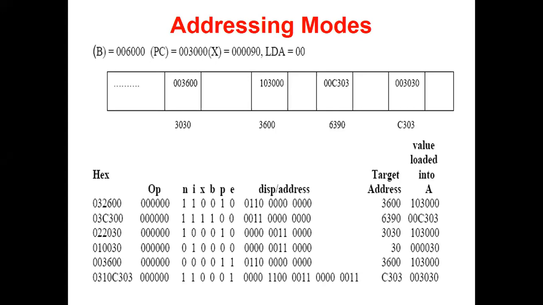Okay. Someone is saying, why don't we add the X? We said we add the X only when bit X is a 1. But here in this example you see bit X is a 0. So it means you don't add the X. Is that okay? Can we go to the other one? 010030.